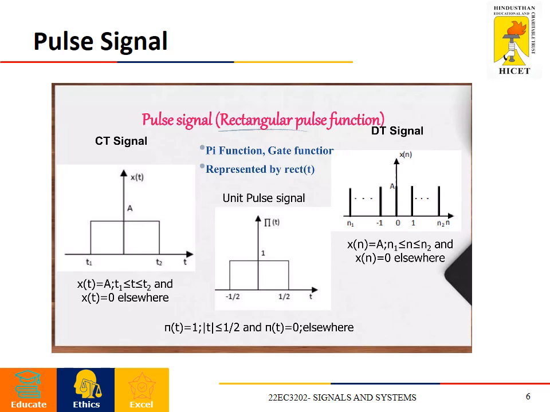The next standard signal is the pulse signal, otherwise called the rectangular pulse function. Here we can represent it in discrete time signal and continuous time signal. See the diagram. For the time period t1 up to t2, the signal is present as A. Otherwise, the signal will be 0. If it is a unit pulse signal, it can be presented from minus 1 by 2 to plus 1 by 2. The signal will be 1.